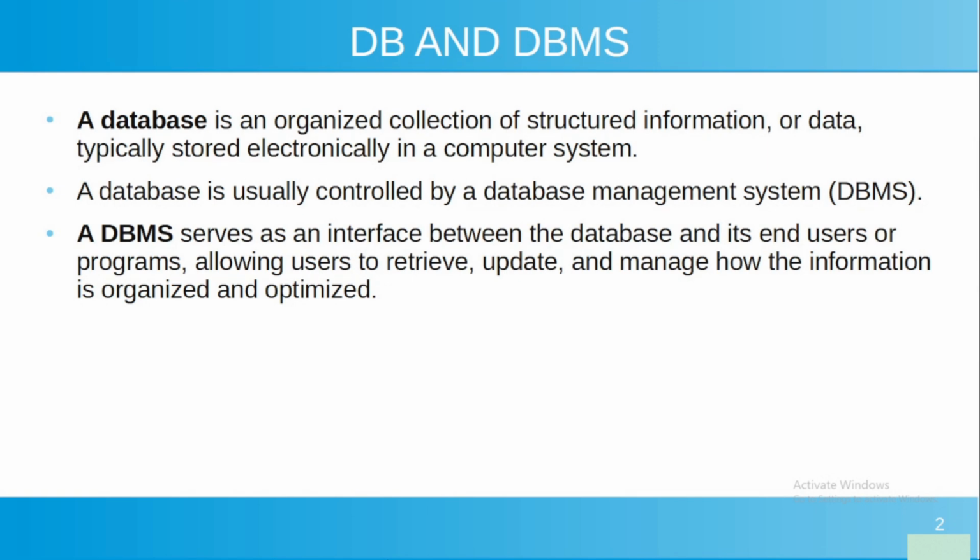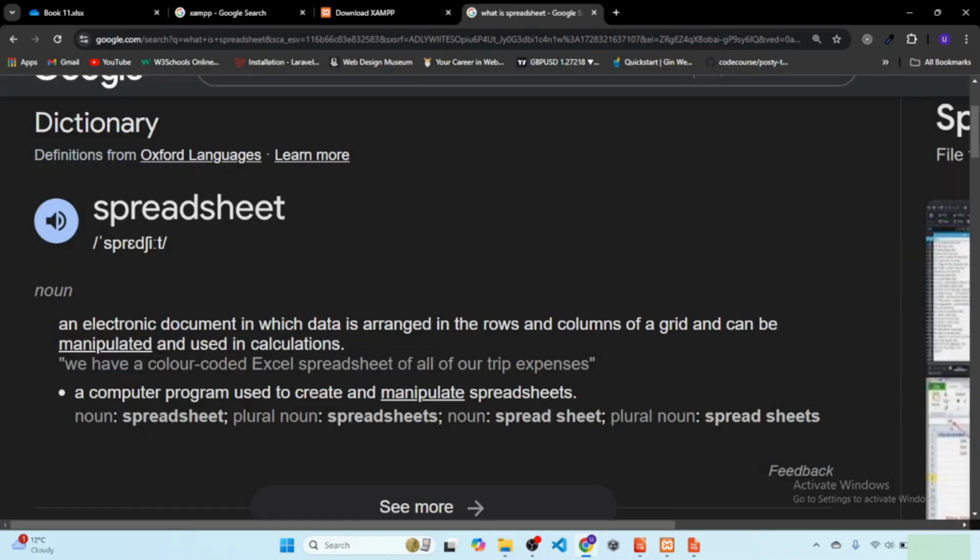The easiest way to approach databases is first of all looking at what a spreadsheet is, and then from there we can compare what the database improves over spreadsheets, because they have similar concepts. So let's look at what a spreadsheet is. A spreadsheet is an electronic document in which data is arranged in rows and columns of a grid and can be manipulated and used in calculations.